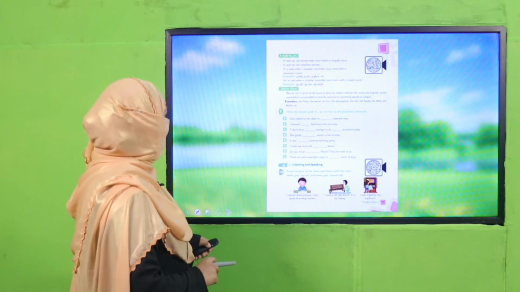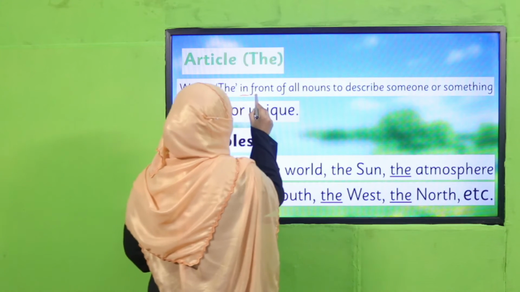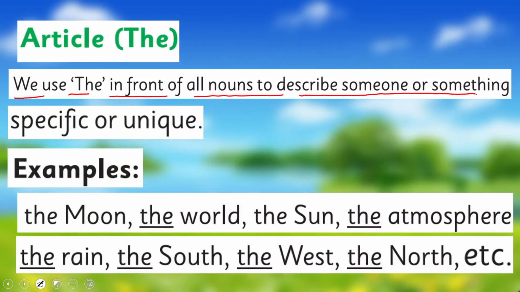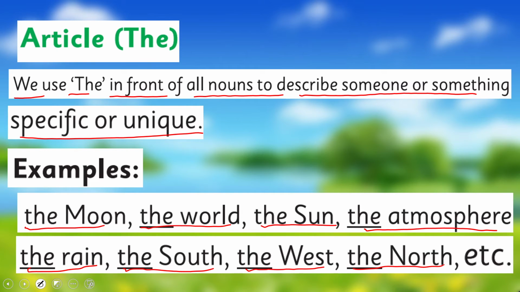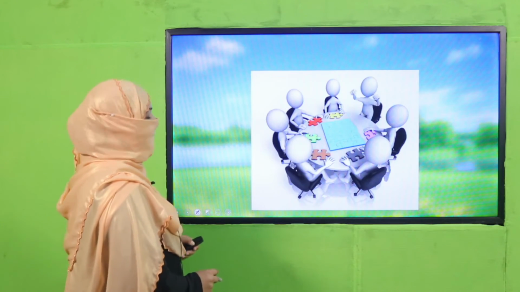So we are going to practice it from your book. All of you, open your book. We use "the" in front of all nouns to describe someone or something specific or unique. Its examples are the moon, the world, the sun, the atmosphere, the rain, the south, the west, the north. Okay, so these are nouns for which we learned the rules just now.